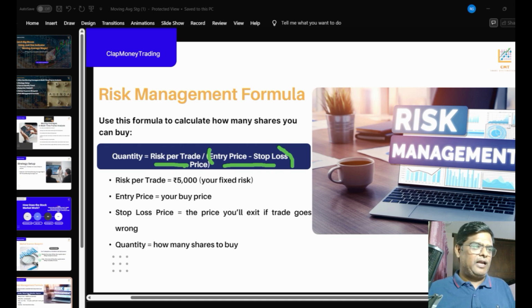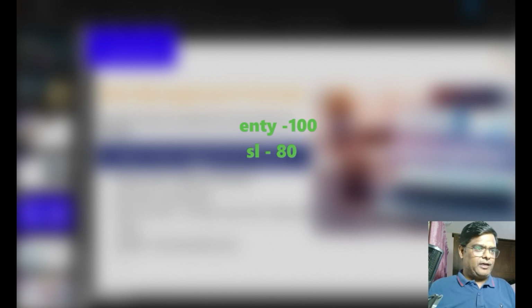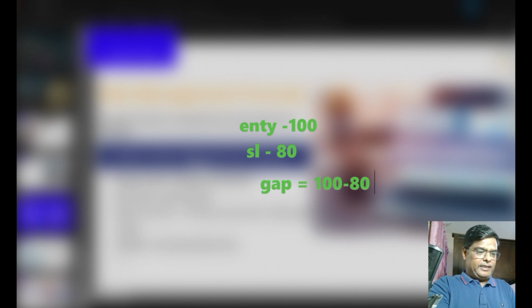Suppose you have 1 lakh rupees or 2 lakh rupees, and I want my risk per trade to be 5,000 rupees. If capital goes up, your risk per trade also goes up. I will take an example of entry and stop loss. Suppose you are entering at 100, and SL is 80. You need to calculate the gap. Gap is equal to 100 minus 80, that is equal to 20.